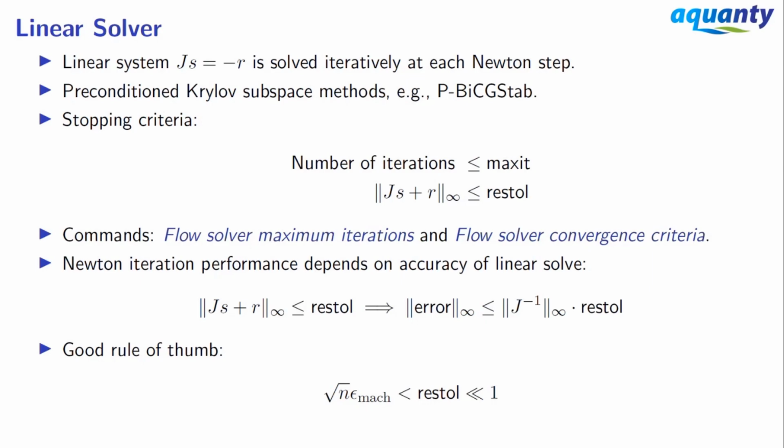It's important to keep in mind that the Newton iteration performance depends heavily on the accuracy of the linear solve. A good rule of thumb to choose the residual tolerance is that it needs to be greater than root n times the machine epsilon. And the reason for that is due to the error in actually computing the residual itself. So it doesn't pay to choose it too small, and the default value of 1 times 10 to the negative 10 is typically a good choice for the residual tolerance.